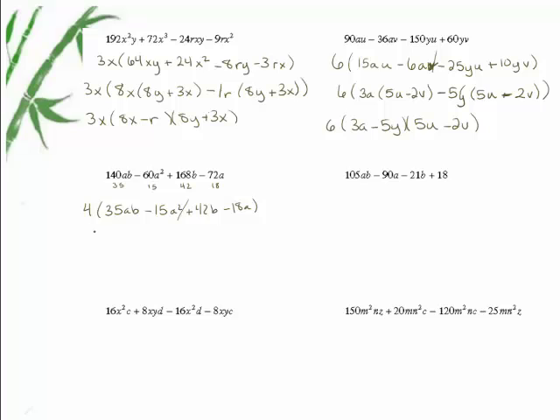I'll split these in half here. 35 and 15 both divide by 5, and I can take an a from each of them. That leaves me with 7b minus 3a. 42 and 18 both divide by 6, and that will leave me with 7b minus 3a. Sorry, there should be a plus there. So I'll have 4 times 5a plus 6 times 7b minus 3a.